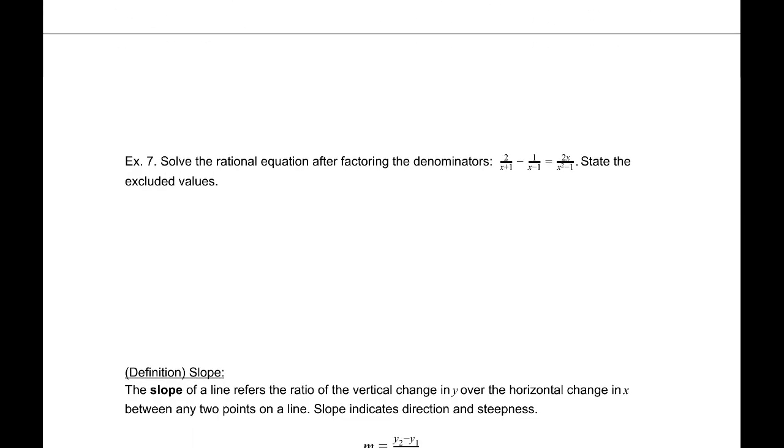Number 7, solve the rational equation after factoring the denominators. 2 over x plus 2 over x plus 1 minus 1 over x minus 1 equals 2x over x squared minus 1, and then state the excluded values.